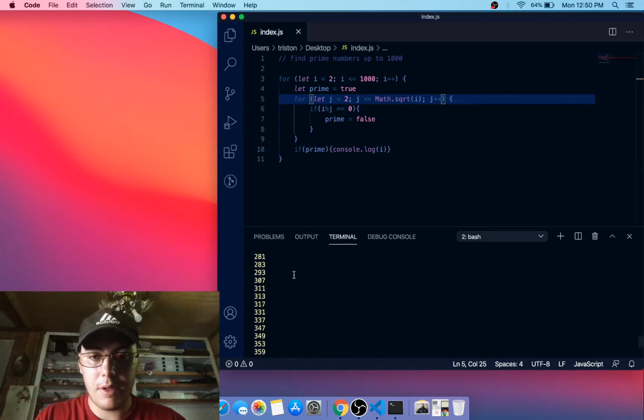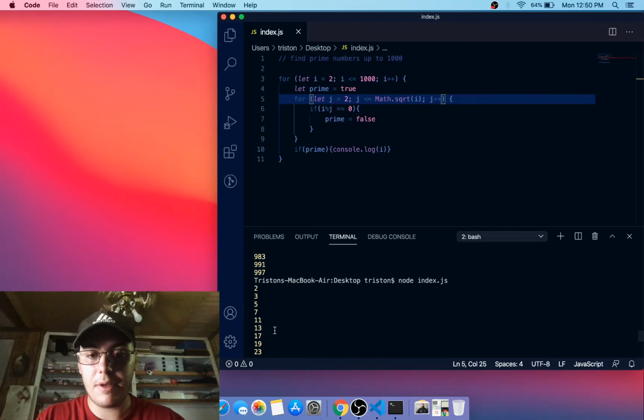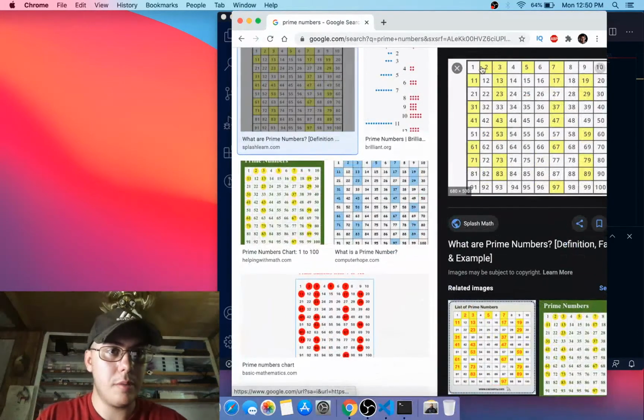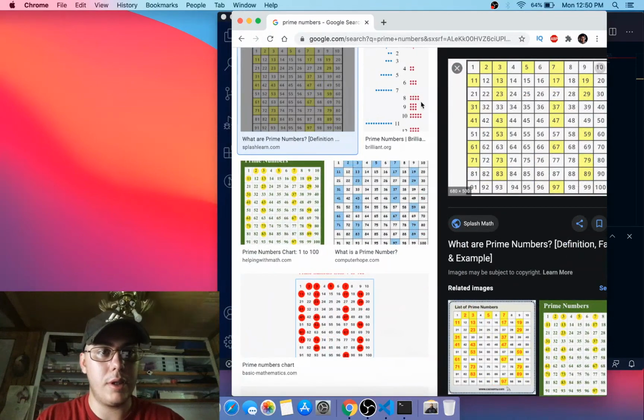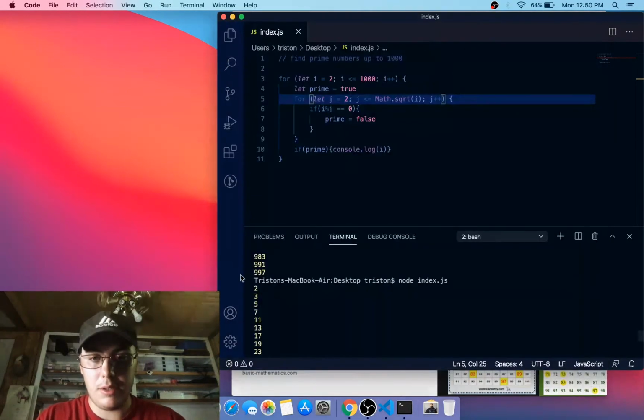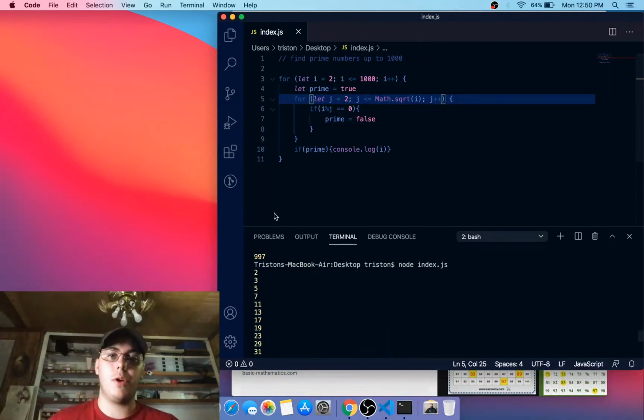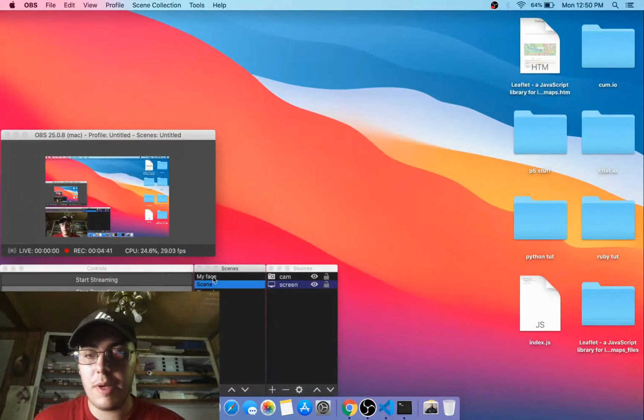it's instantaneous again, and if we check the numbers at the top, 2, 3, 5, 7, 11, 13, 17, 19. Those are all prime numbers. 2, 3, 5, 7, 11, 13, 17, 19, 23, 29. See, 23, 29. Awesome. So that's pretty much it. Super basic. You should not get stuck on that algorithm because it's so easy.